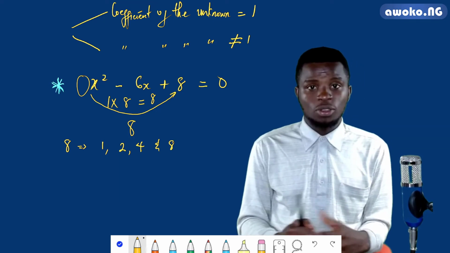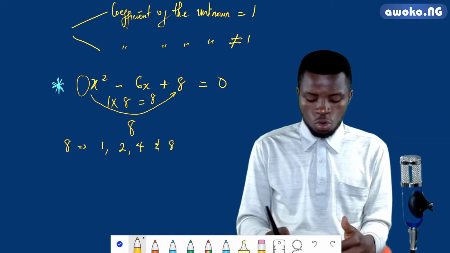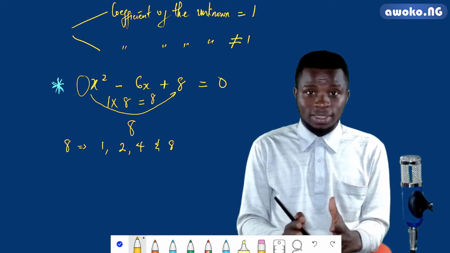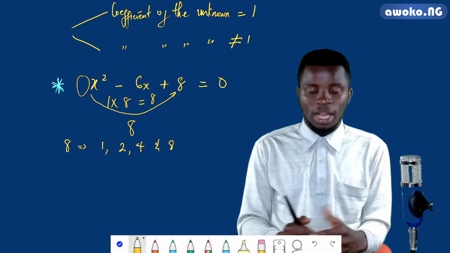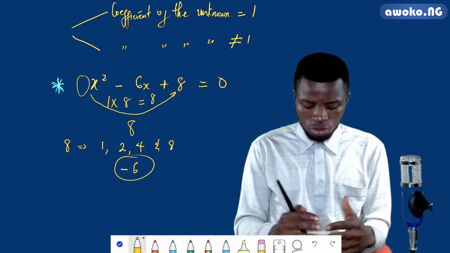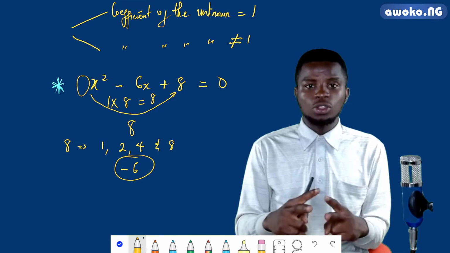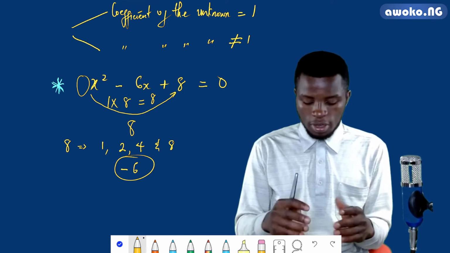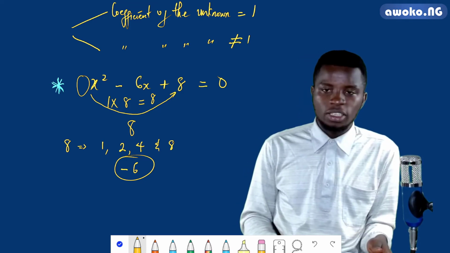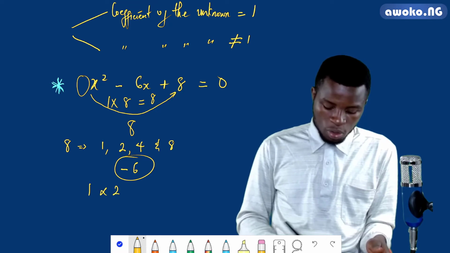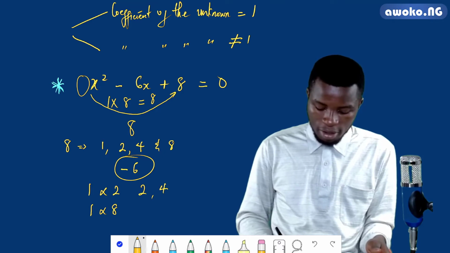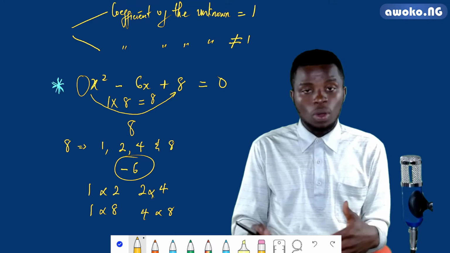Having got the factors of 8, the next step is to assign signs to any two factors of 8 to make sure we have minus 6. If we pair these factors, we can have 1 and 2, 1 and 8, 2 and 4, 4 and 8. And we can also have more than that.